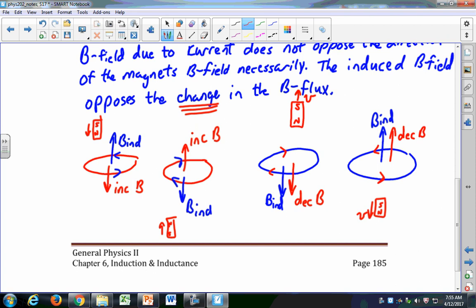Here, my increasing magnetic field is in this direction, so my induced field is opposite that. And then, when I pull the magnet away, I get a decreasing magnetic field, so my induced field is in the same direction as the magnetic field. And then here, decreasing in this direction, I get an induced field in that direction. So I'm always going to oppose the direction of the magnetic flux.